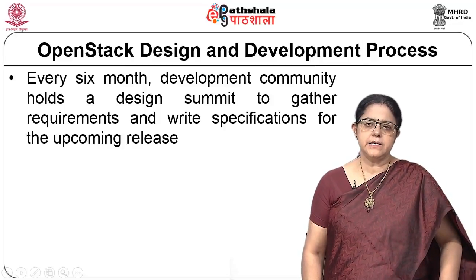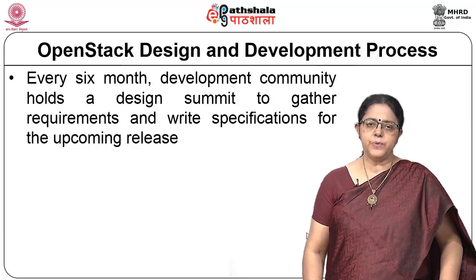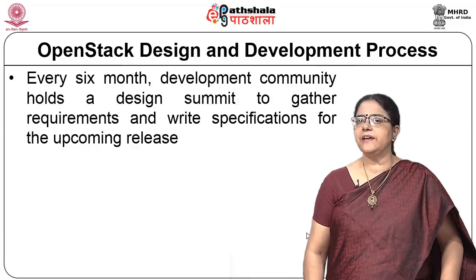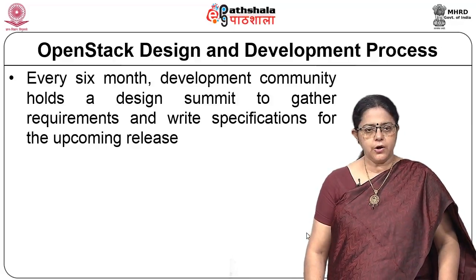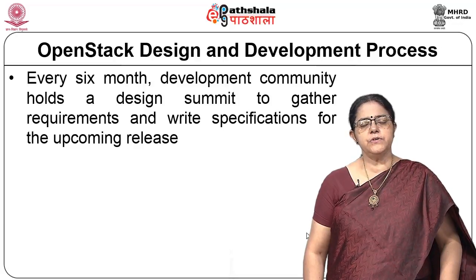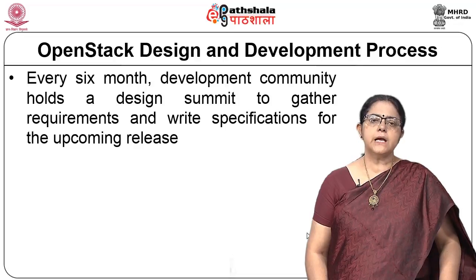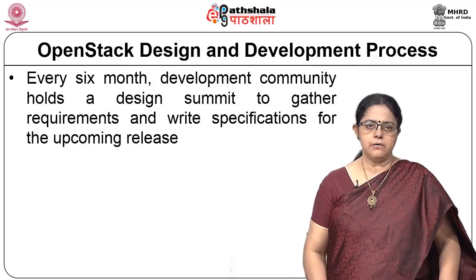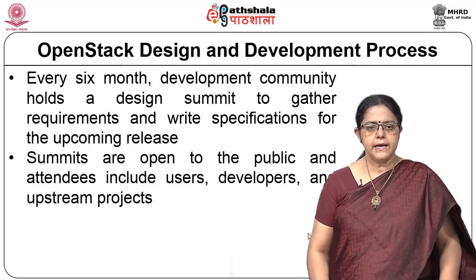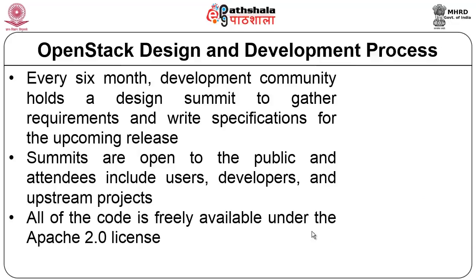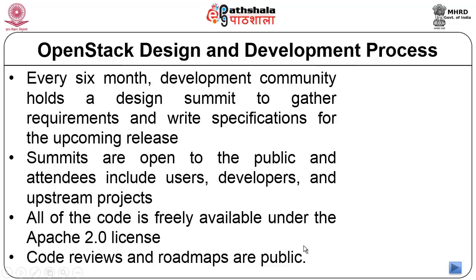So, how the design and development process happens, it is a very unique process, as we have mentioned. Every 6 months there will be open summits, which are free for anybody who wants to join, and professionals all over the globe will join these open summits to decide the next development of OpenStack. Then the code, whatever will be developed, comes under the Apache 2.0 license, and it will be freely available to anybody who wants to use it.